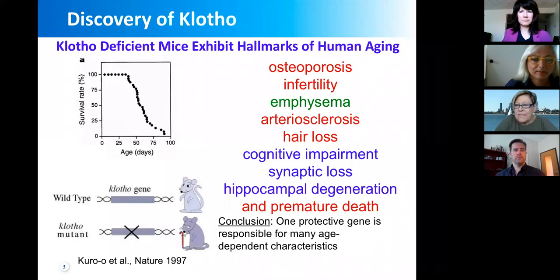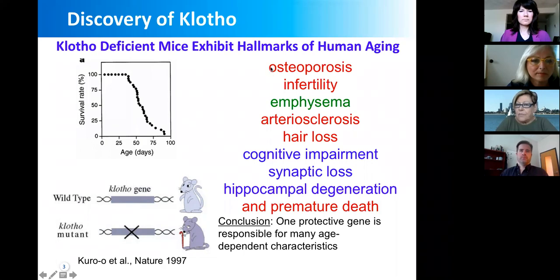So the gene Klotho was discovered by mistake when Makoto Kuro-o in Japan wanted to inactivate another gene, but what he obtained was a mouse that showed very strong hallmarks of aging, actually even human aging. 50% of the mice are dead by 60 days.